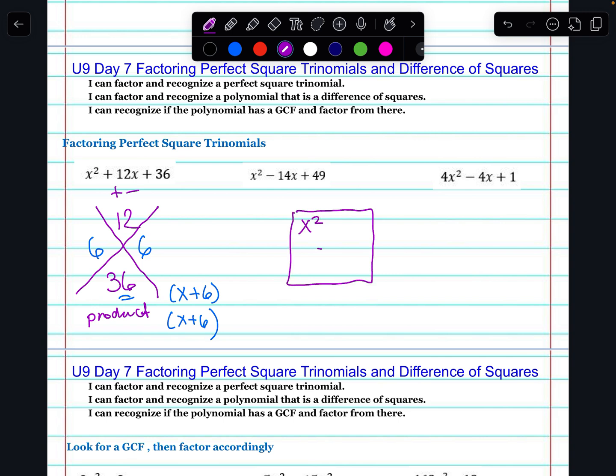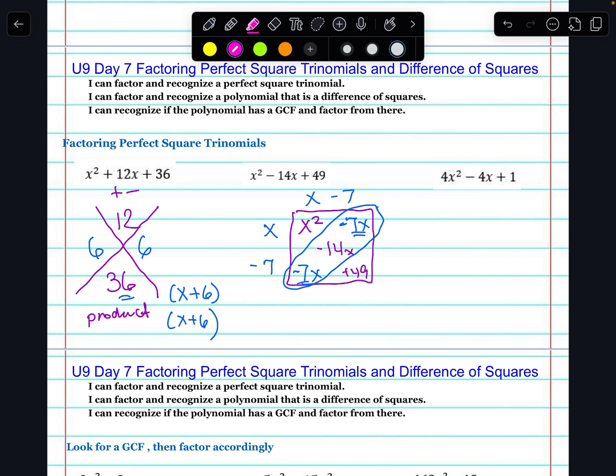X squared minus 14x plus 49. When you go to factor, I need these two to be the same. They're both going to be 7x, because I noticed that the only factors of 49 are 1 and 49, and 7 and 7. That's how I can get the negative 14 in the middle, if they're both negative. So my factors for this one are x minus 7 and x minus 7.